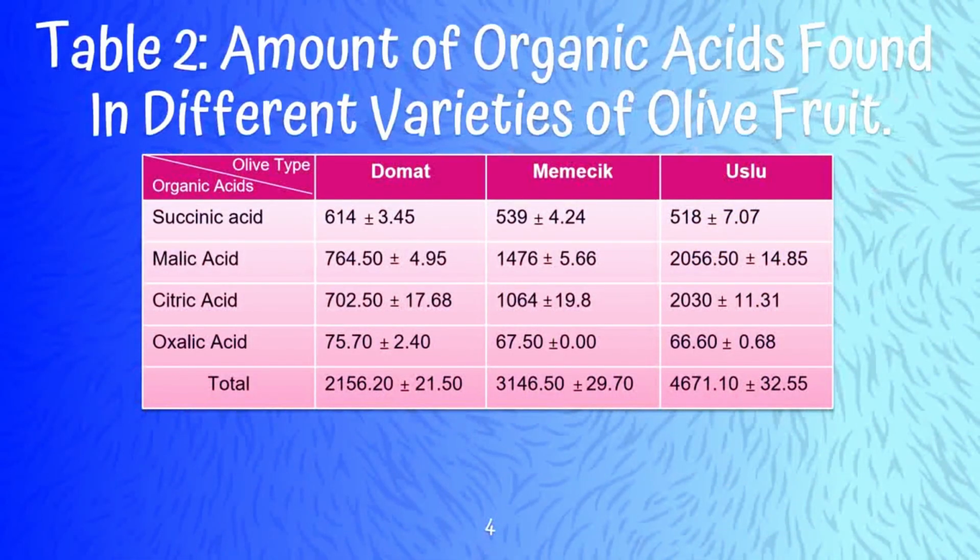Table 2 shows the amount of organic acids in different types of olive fruit. From this table, it is shown that malic acid has the highest value, followed by citric acid, succinic, and oxalic acid for all of the samples. As for the highest amount of organic acids in olive fruit, Uslu is the highest, then Membache, and lastly Doma.